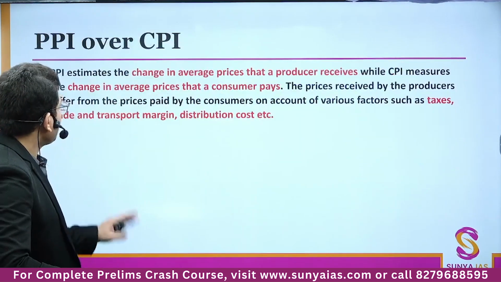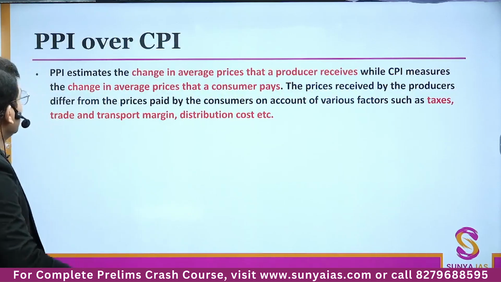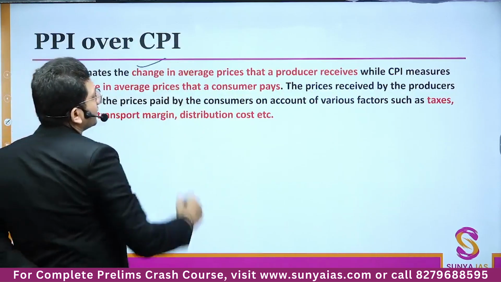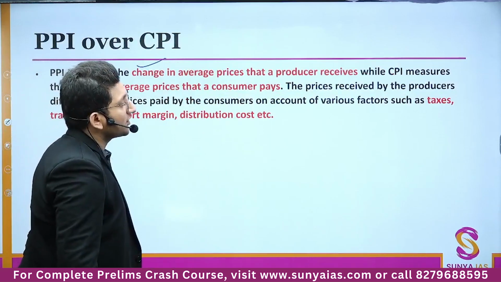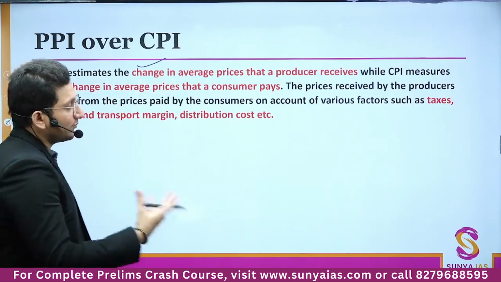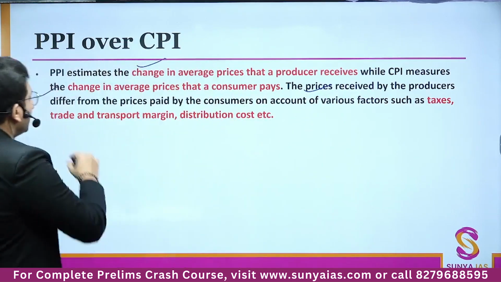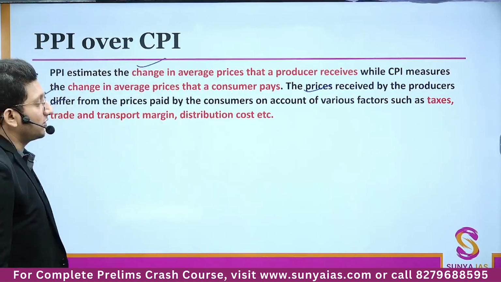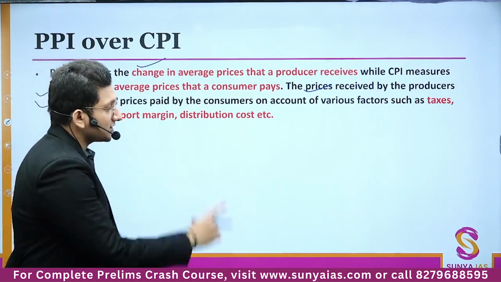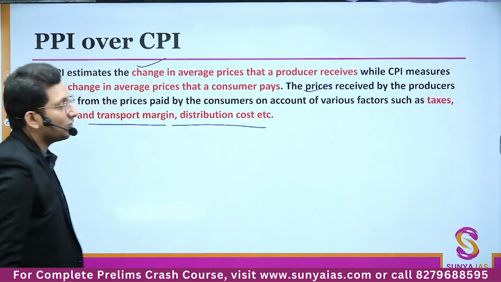Okay, now CPI के ऊपर उसका क्या benefit है PPI का. Now let's see, PPI estimates the change in average price that a producer receives while CPI measures the change in average price that a consumer pays. Right, the price received by the producers differs from the price paid by the consumer on account of various factors such as taxes, trade, transportation margin, distribution cost, etc.